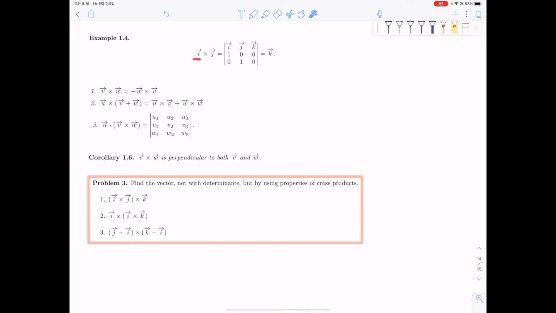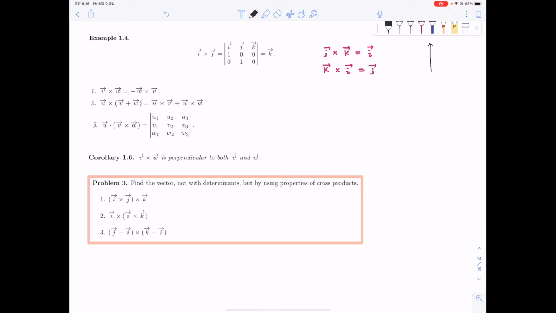Here i, j, k is the usual notation for (1, 0, 0), (0, 1, 0) and (0, 0, 1) respectively. So we can calculate it. i cross j is k, and also you can check that j cross k is i, and k cross i is j.